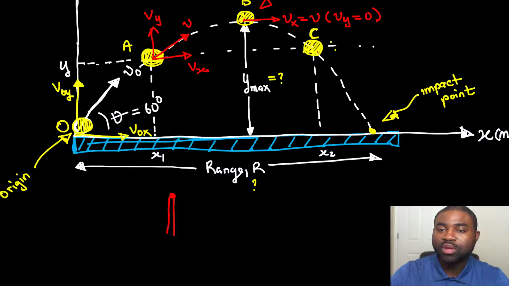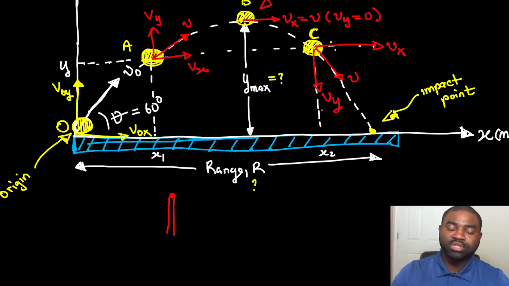Now at point C, the velocity is directed like that. This is v. We can resolve it into two components. This is vx and this is vy. What do you notice? When the ball is ascending, the vertical component is positive, but when the ball is descending, the vertical component is negative. But at all times, the horizontal component is pointing in the positive direction. Now, the same thing happens at the point of impact.